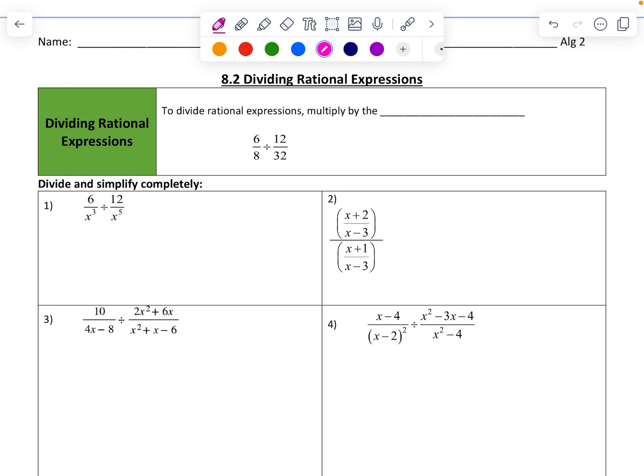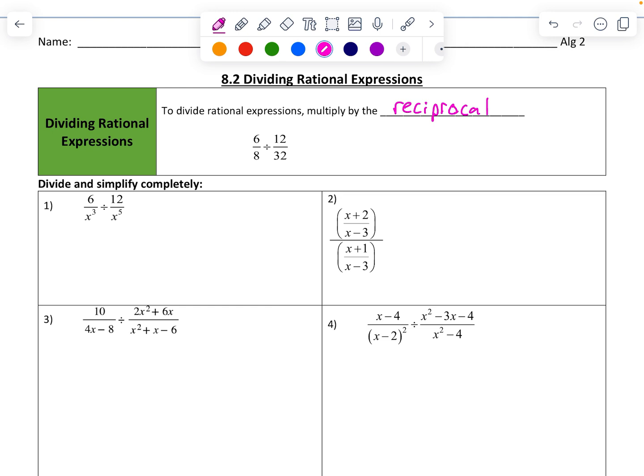Hey everybody. Today we are working on 8.2, dividing rational expressions. So dividing rational expressions, we want to do a flashback to elementary school when we learned how to divide fractions. When you divide fractions, you have to multiply by the reciprocal. Your teacher might have taught you different ways to do this, like keep, switch, flip, those sorts of things.